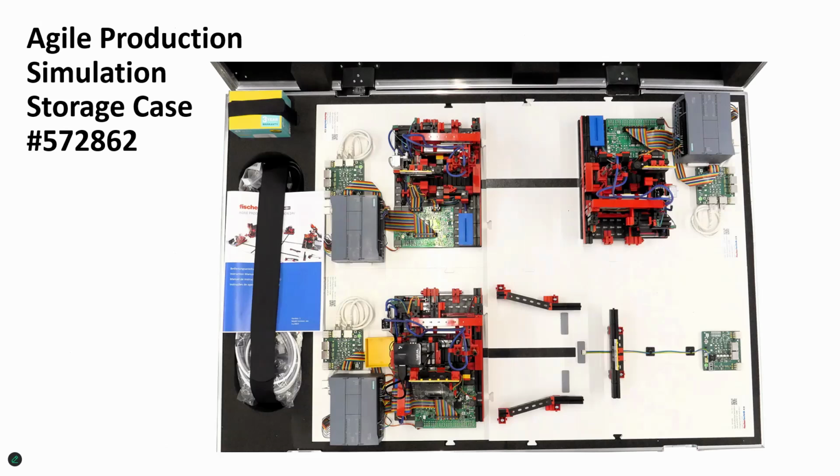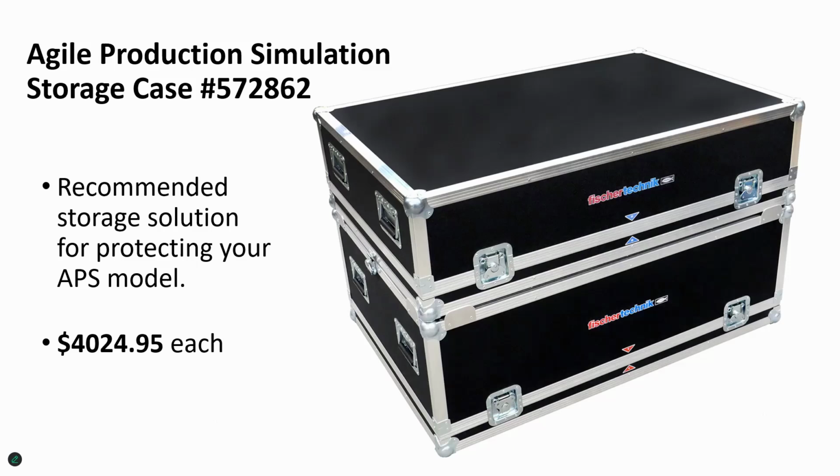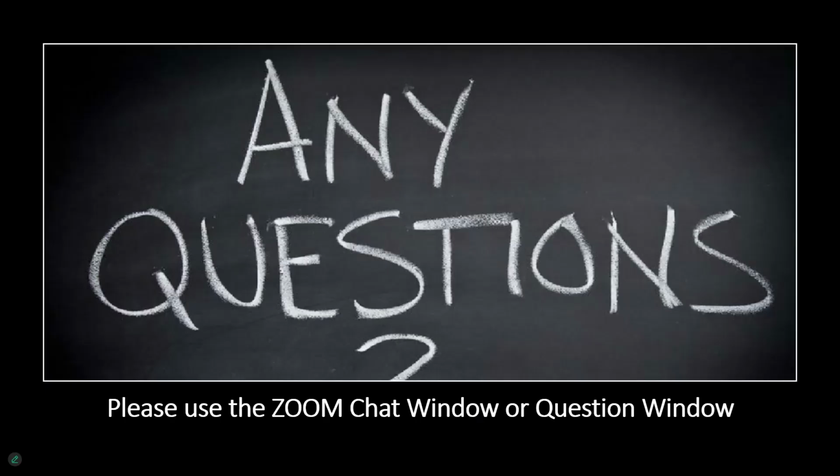The dimensions for this case are approximately 48 by 32 by 29 inches. It has a weight of approximately 75 pounds unloaded, and when the APS model is loaded into the case, the total weight is approximately 190 pounds. And again, please note that even when the model is being kept in storage, if you are transporting the model it should always be shipped flat as freight on a pallet. The cost for the storage case separately is $4,024.95.